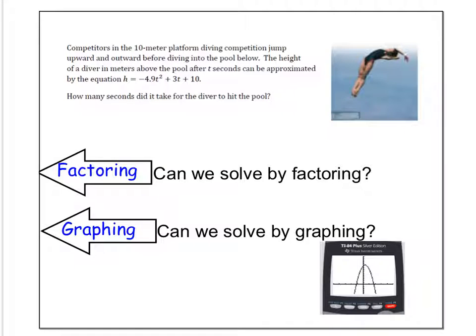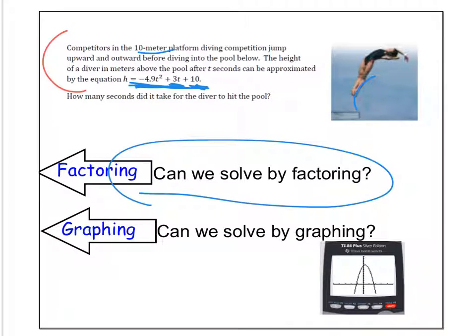So if I take a look, competitors at a 10-meter platform diving competition jump upward and outward before diving into the water below. So this 10 represents that they start off 10 meters above the ground. The negative 4.9 is gravity in terms of meters. And 3 is kind of how much power they jump off the board with. So can you solve by factoring? You can try, but it's going to be a big mess.